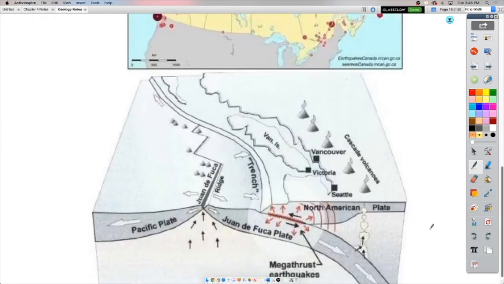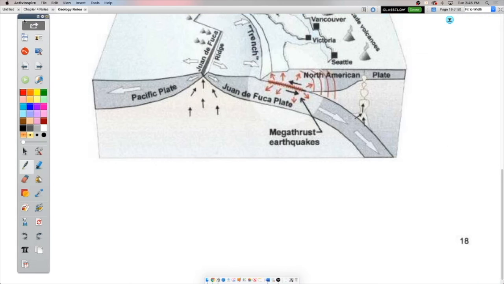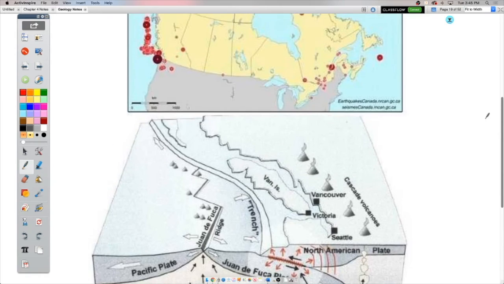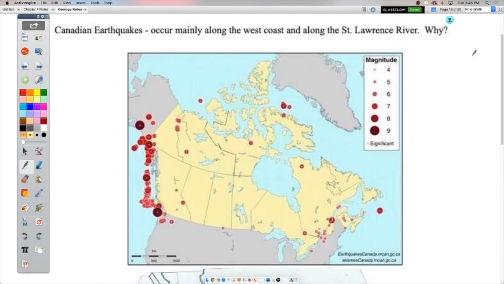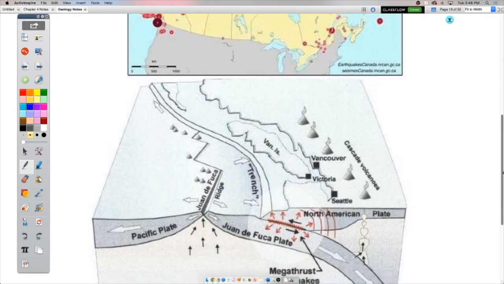Okay, and I'm sorry, we're going to jump a little bit ahead here at the end, as a wrap up to think about what we've learned. Page 18. I think this was just a mistake when I printed the notes, I put them in the wrong place. This is asking us to apply what we just learned about seismic activity to Canada. It says Canadian earthquakes occur mainly along the west coast and along the St. Lawrence River, and it asks us why. Why do you think that would be? Any guesses what's happening here? This is where pretty much all our earthquakes happen. Why would that be? You don't need to look any further than this diagram here.